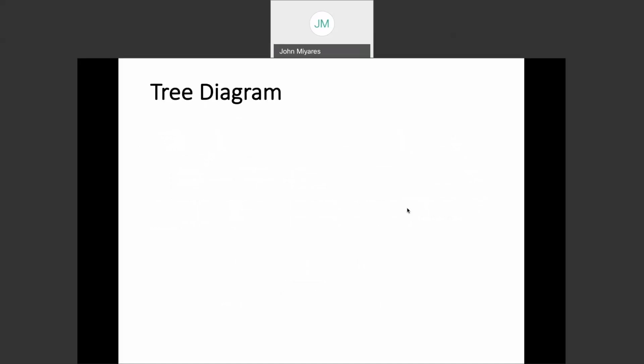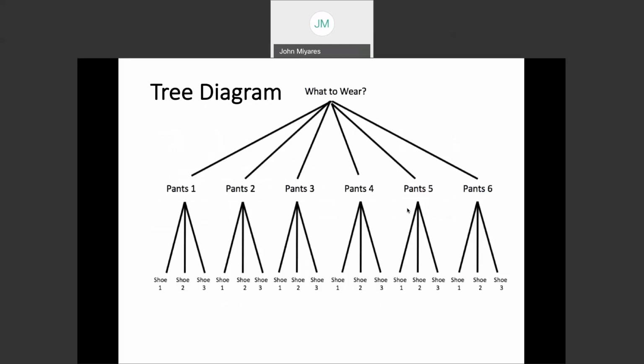One way we can visualize this is with a tree diagram. This diagram, for example, shows all the possible ways that one can match the 6 pairs of pants in Xander's closet with the 3 pairs of shoes he could possibly wear. With 6 different pairs of pants and 3 possible pairs of shoes to wear with each pair of pants, you can see that there are 18 total paths that one can have when starting at the top of this decision tree and working our way to the bottom.